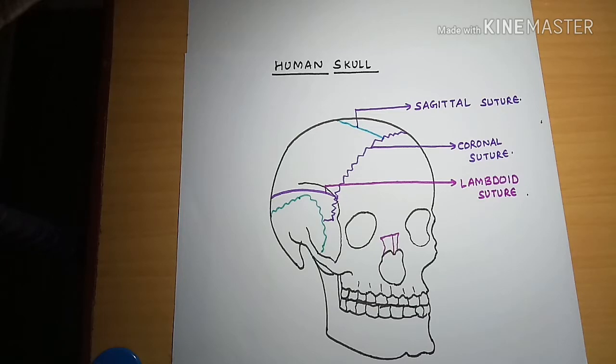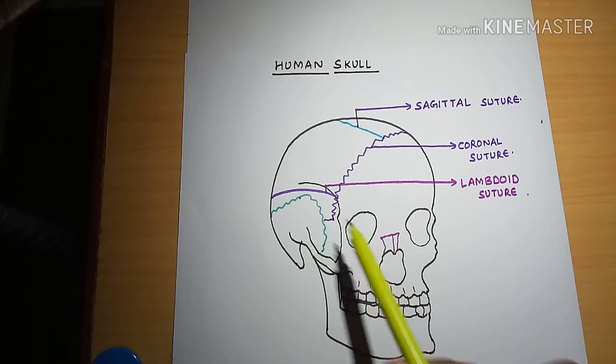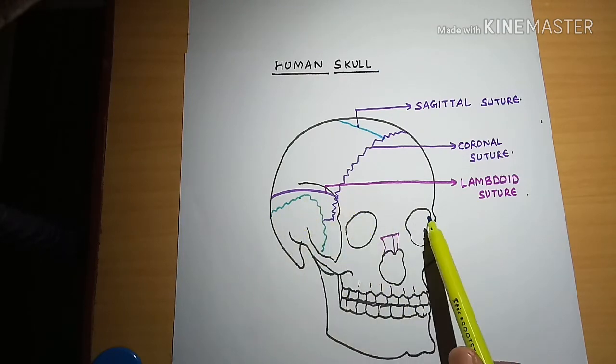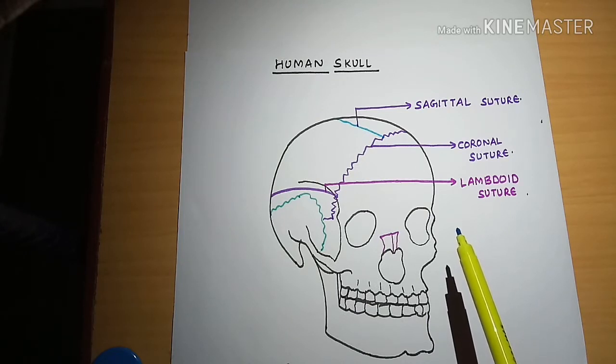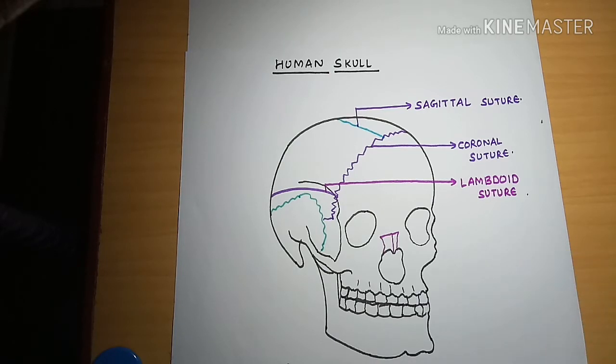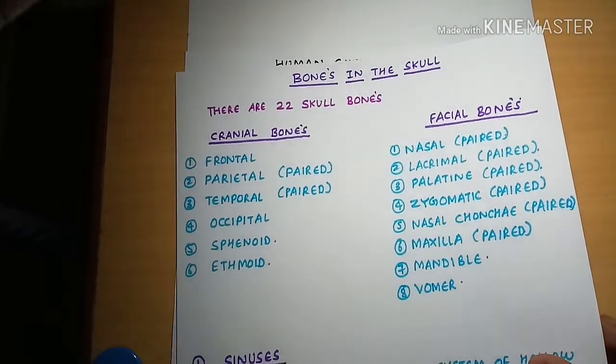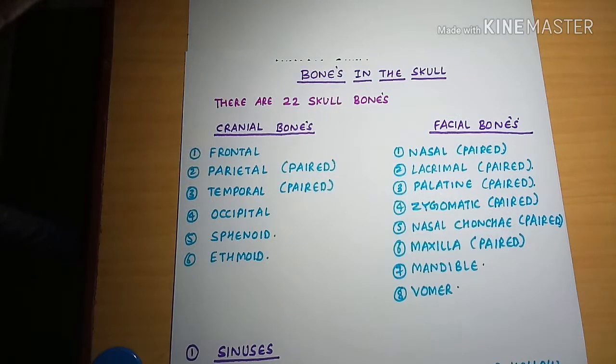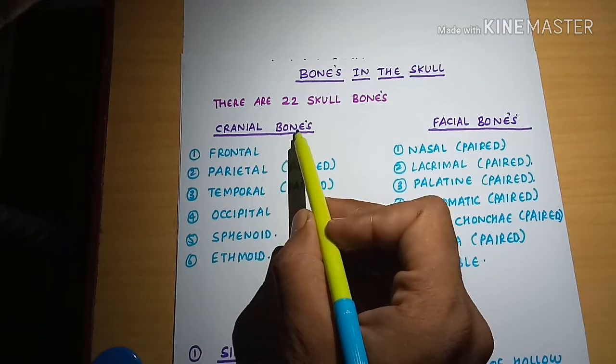So let's continue. If this is the human skull, almost 22 skull bones are present in the skull, which are divided into two parts, the cranial bones and the facial bones. The skull is divided into the cranium part and the facial part. The facial bones are 14 in number, and the remaining 22 minus 14 are the cranial bones.